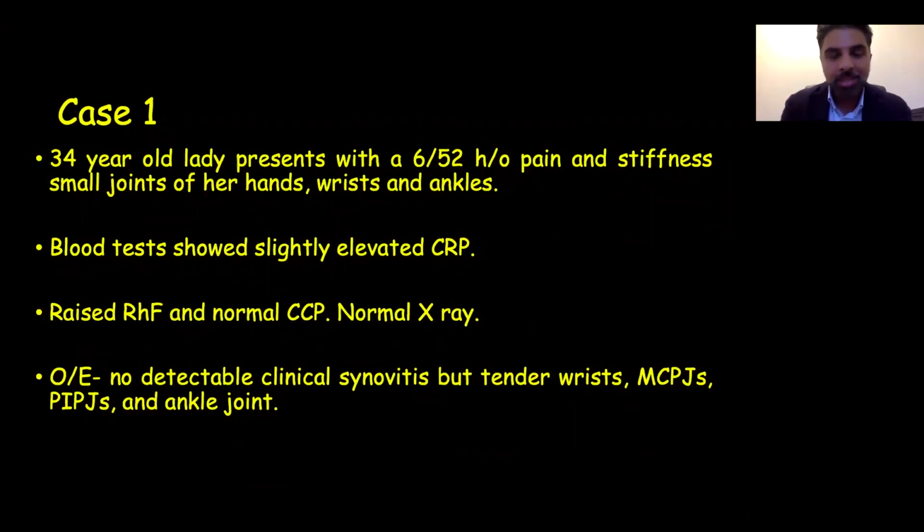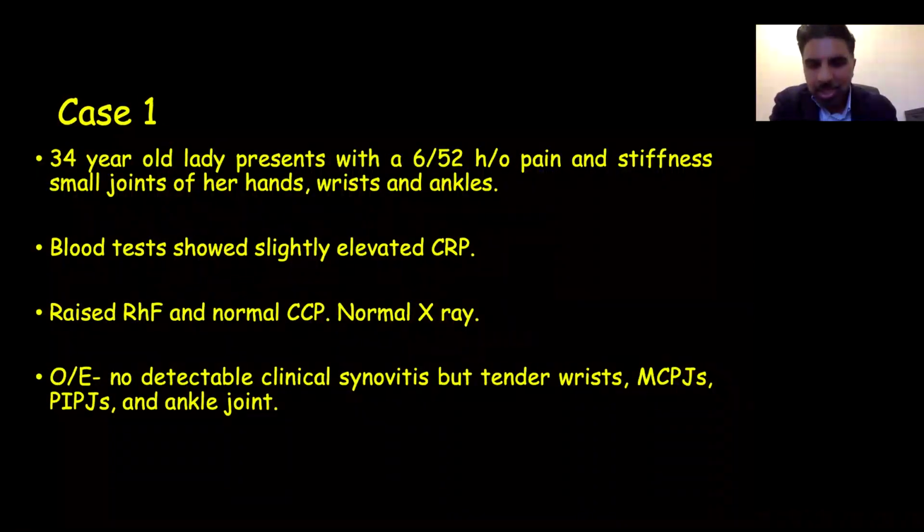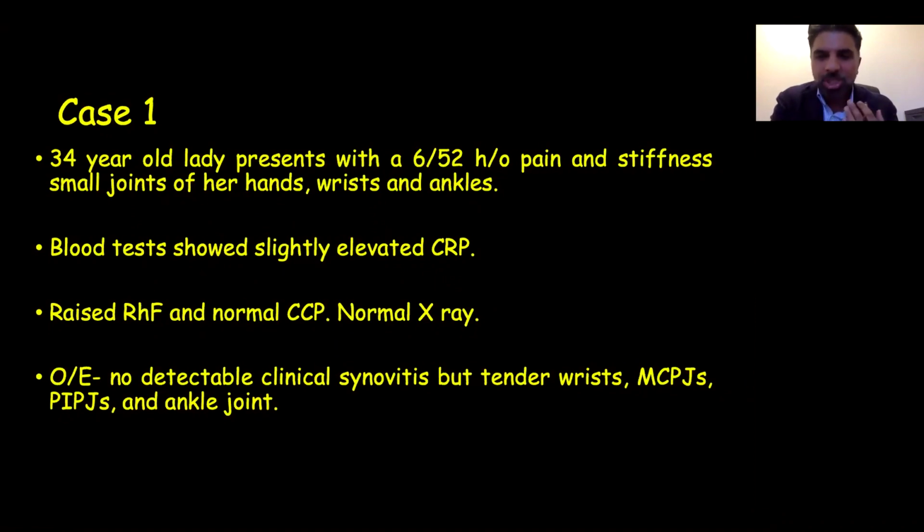Her rheumatoid factor, which is a test that we do for rheumatoid arthritis, is slightly raised, but her anti-CCP, which is another test that we do, which is a bit more specific, is normal. She goes on to have x-rays of her hands and her feet, and they're all okay. There's nothing there that we can identify. She also has a clinical examination which doesn't really detect any synovitis, but when you are feeling and examining her joints, she's very, very tender, especially across the wrists, the knuckles, and also the PIPJs and the ankle joints.